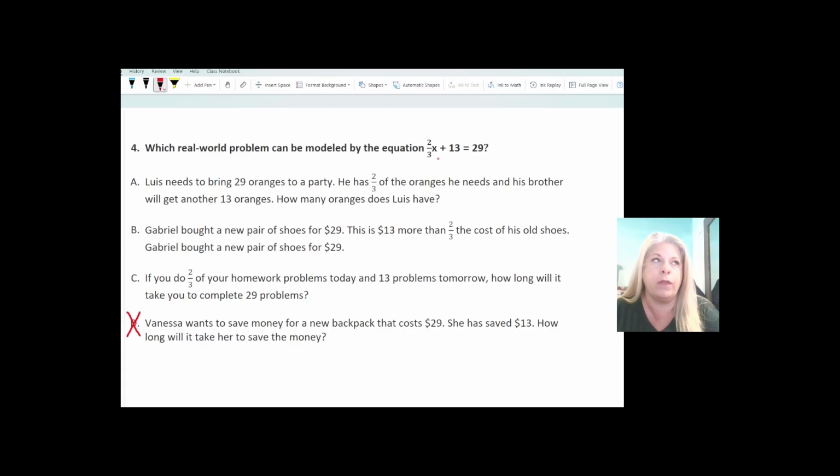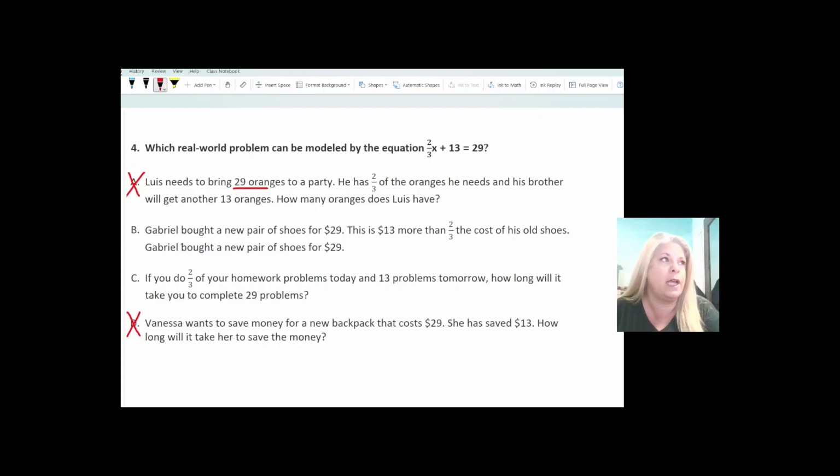All right, they have to match. It says his brother will get another 13 oranges, which would make sense, the plus 13. How many oranges does Lewis have? Well, really, they're asking you to just find 2/3 of the total amount of oranges, which is 29. That would not match with what's here because 2/3 has to be 2/3 times something unknown. We already know how many oranges he needs, which is that 29. So this would not work either, okay?